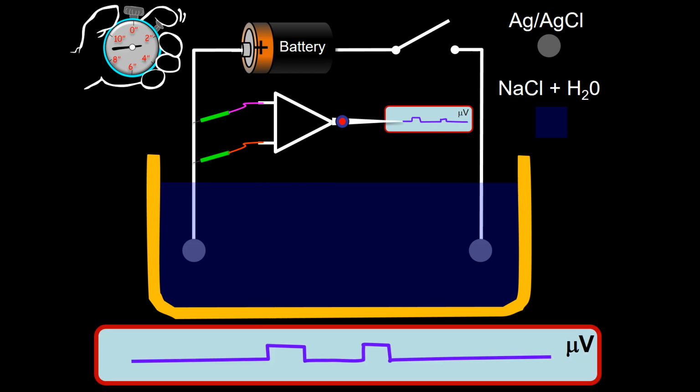As I have done before, I have enlarged the tracing at the bottom so we can see it better. The conclusion of this experiment is that electricity is conducted from one silver electrode to the other silver electrode when the silver electrodes are immersed in normal saline and the switch of the circuit is closed.